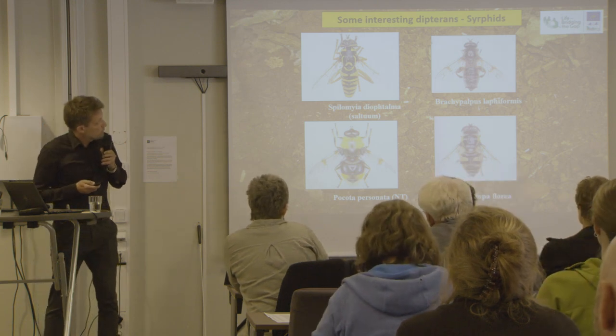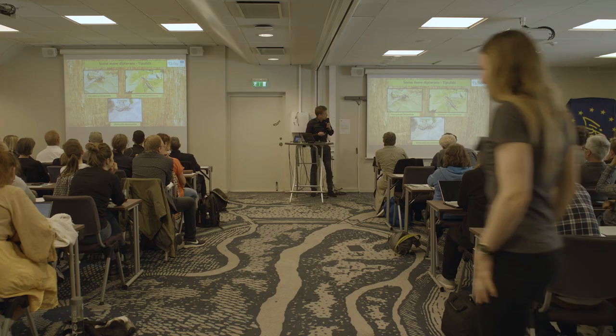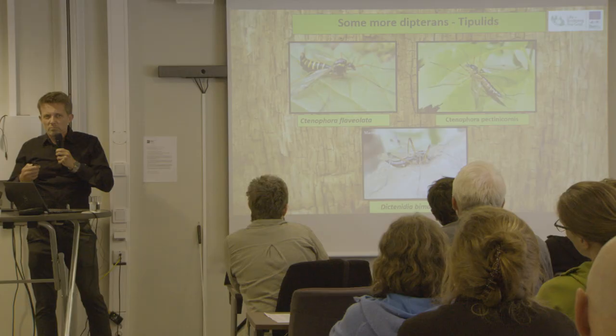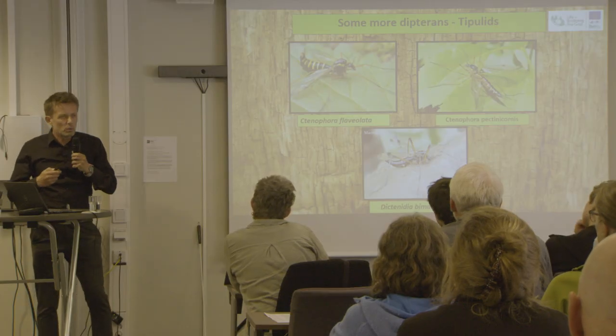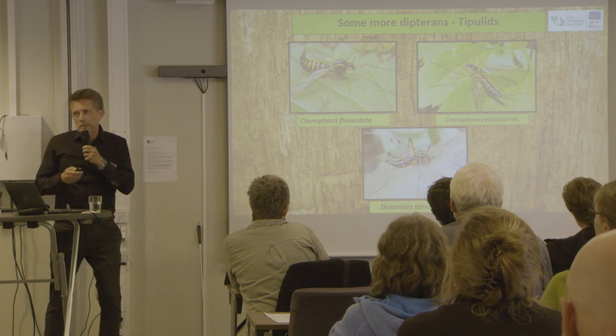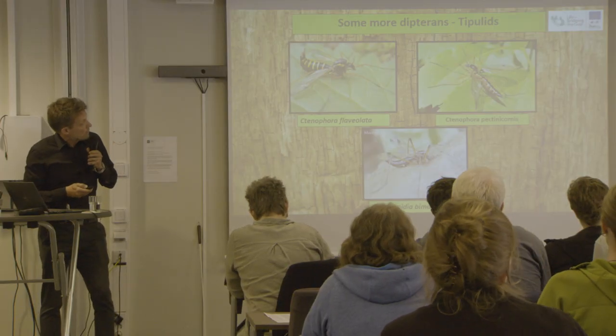Here are some syrphids and three species of tipulids or crane flies. And you see that they are a little bit stronger built species that live in wood material, than the ones in the wet clay stuff near wetlands where all the other crane flies live. So these are saproxylic species.